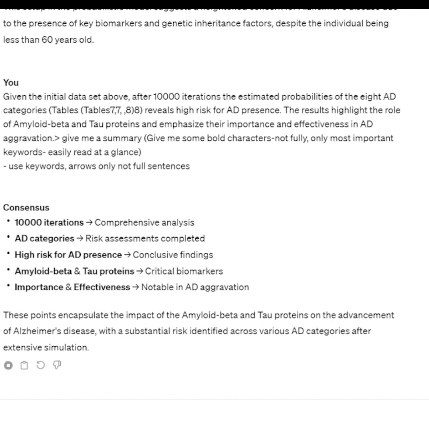Comprehensive analysis. AD categories, risk assessments completed, high risk for AD presence. Conclusive findings: amyloid beta and tau proteins are critical biomarkers, with notable importance and effectiveness in AD aggravation. These points encapsulate the impact of the amyloid beta and tau proteins on the advancement of Alzheimer's disease, with a substantial risk identified across various AD categories after extensive simulation.